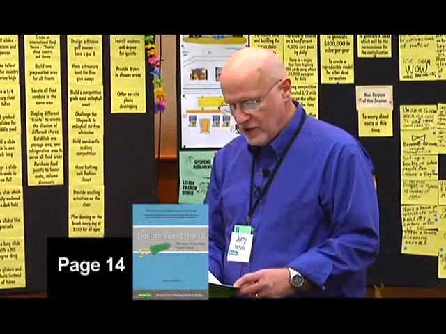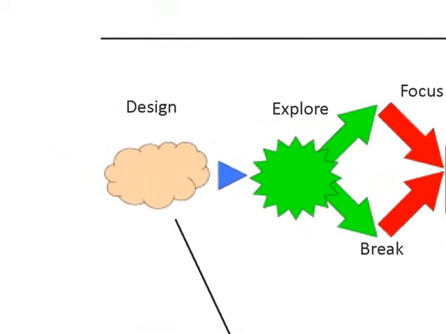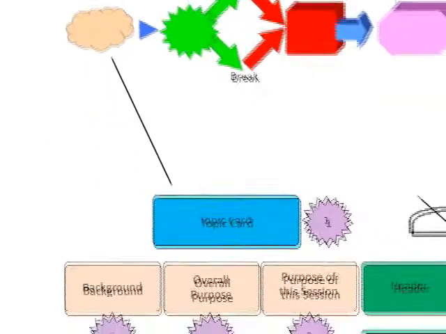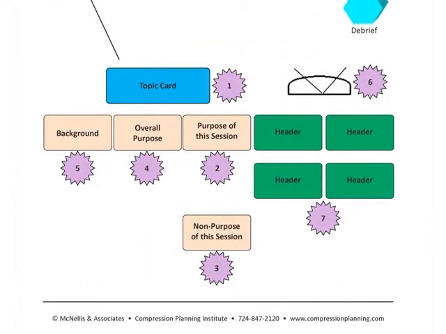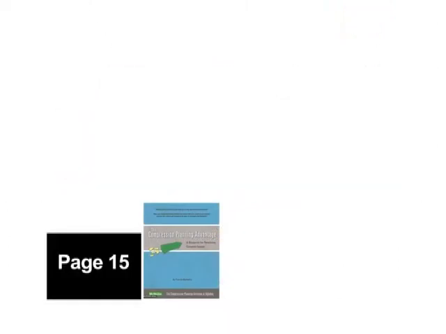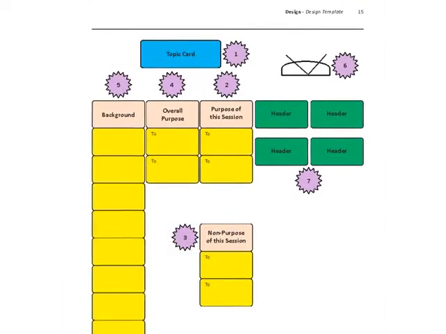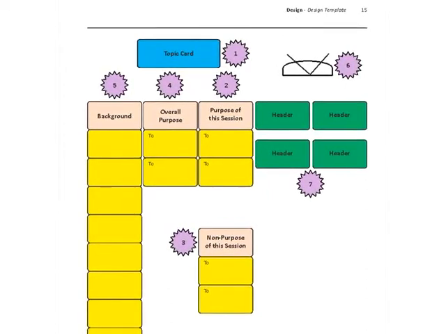And if you would turn right now to page 14, you see the master planning model? All we're going to do this afternoon is focus on the design element of it. And you see that down below. Developing topic cards, purpose cards, background, permission meters, and headers. If you go to page 15, see those purple bursts, starbursts? That shows the sequence of development.